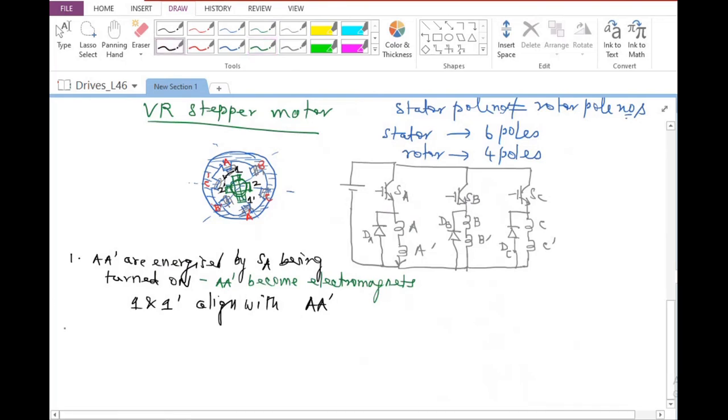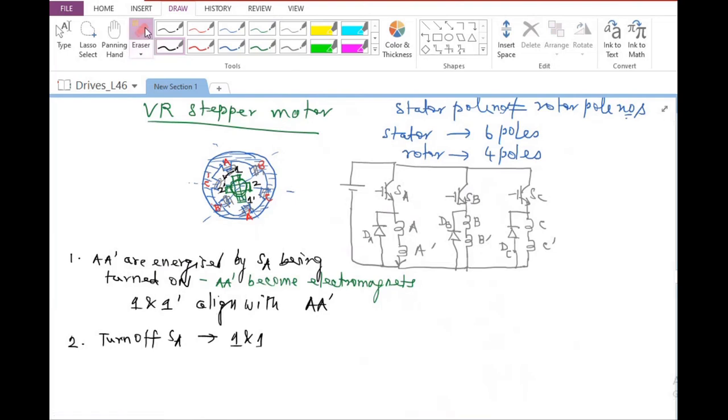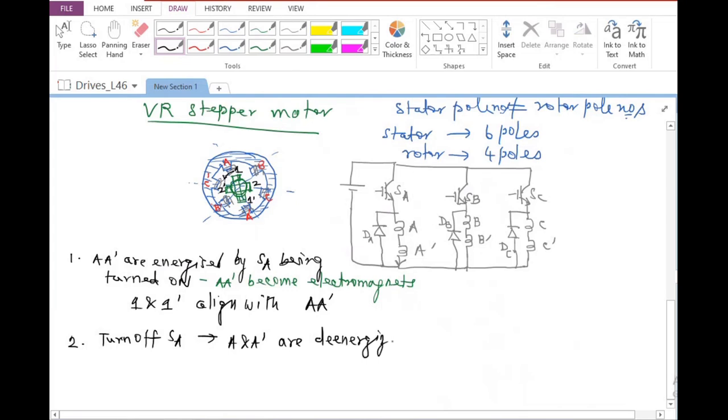Now, the next thing that we are going to do is turn off SA. So A and A dash are de-energized. So the magnetization goes away. Now at this point, we are going to turn on B and B dash. So B and B dash are energized.